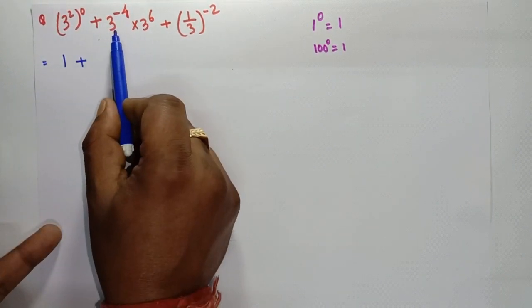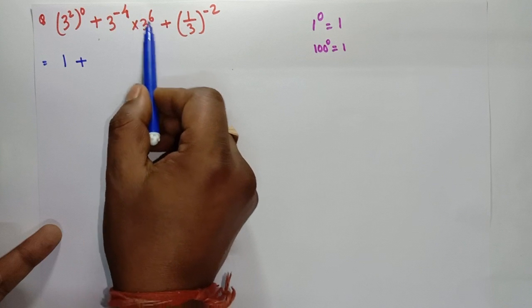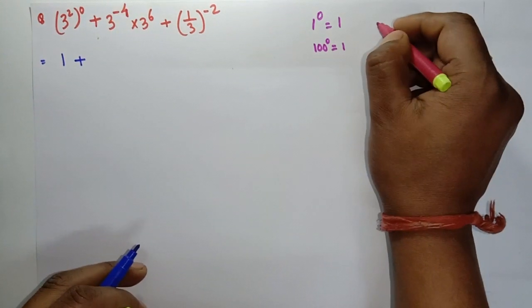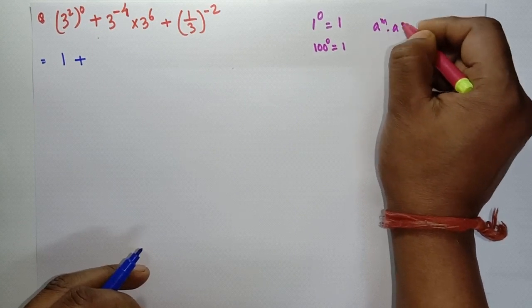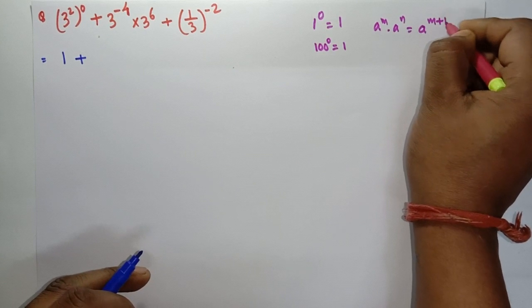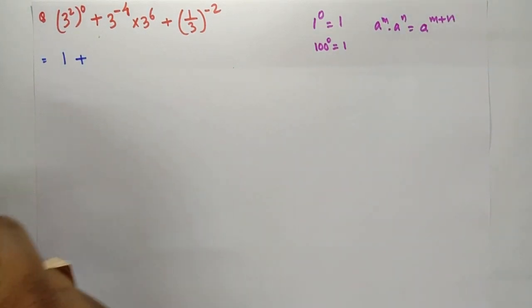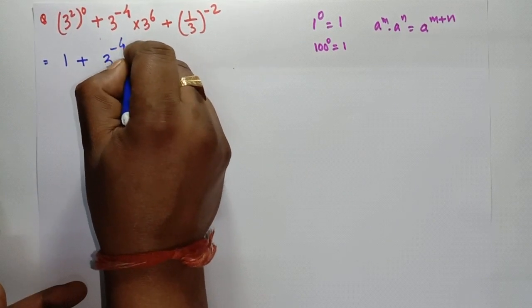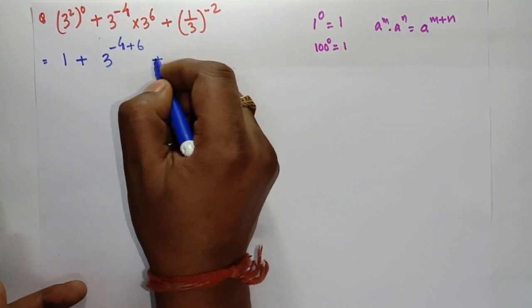Now you can see here the bases are the same. The bases being the same means the powers should be added. As you know this rule, what is the rule? a to the power m into a to the power n. Since the bases are the same, the powers should be added, so m plus n. So similarly in this also, 3 to the power minus 4 plus 6, I can do plus.